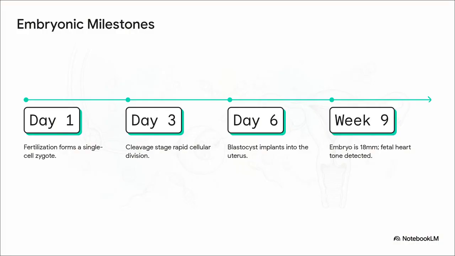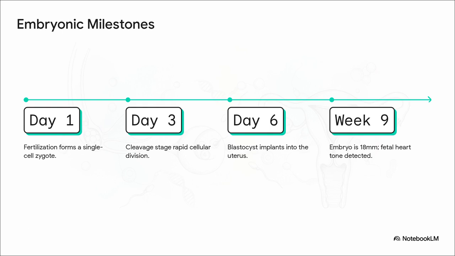So using embryonic age, let's track these incredible milestones of human embryogenesis. On day 1, as we just saw, fertilization forms the zygote. By day 3, the cleavage stage is well underway. This means the cells are undergoing rapid mitotic division. They're multiplying like crazy, even though the organism itself isn't really growing in overall size yet. By day 6, it is transformed into this hollow structure called a blastocyst, which literally hatches from its protein shell and implants itself securely into the endometrial lining of the mother's uterus.